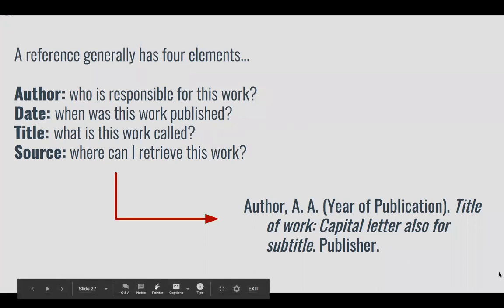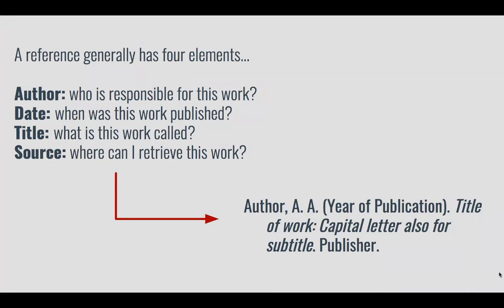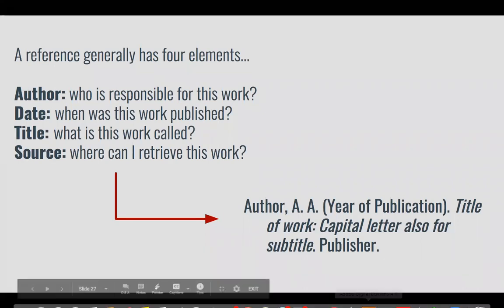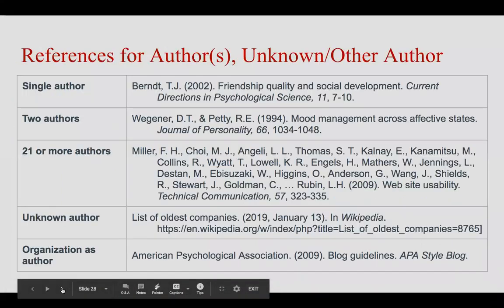So a full citation or a reference generally has four elements. It'll have the author, so who's responsible for writing this work. It'll have the date, or when was this work published. It'll have the title, what's the work called, and it'll have the source, or where can you retrieve this work, who published it. Let's look at some examples.